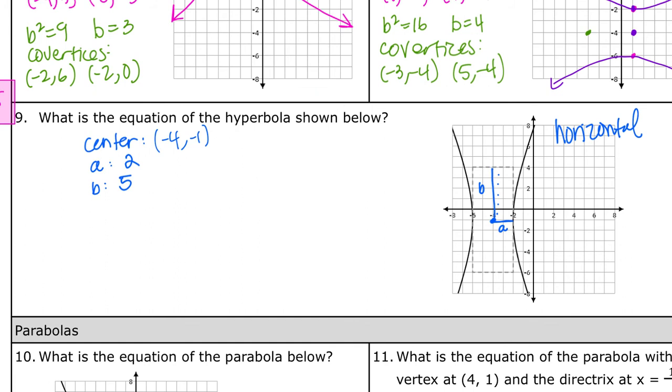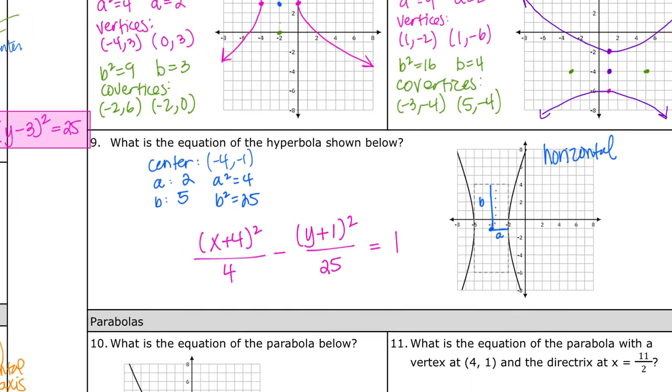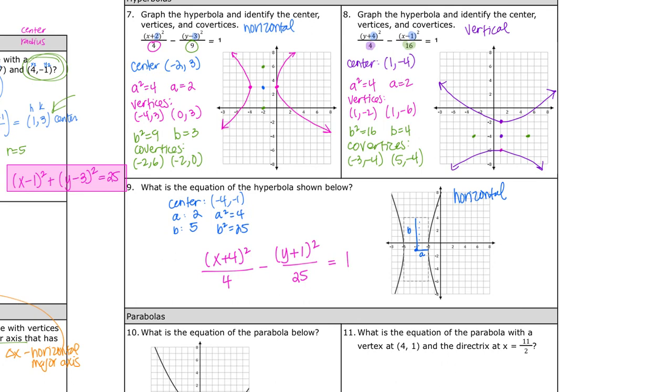Okay, so now we just got to put all this stuff together. For the equation, you need a squared, so that's going to be 4, and b squared, that's 25. Horizontal starts with the x, so we'll have (x + 4) squared over 4 minus (y + 1) squared over 25 always equals 1. And that's our equation.